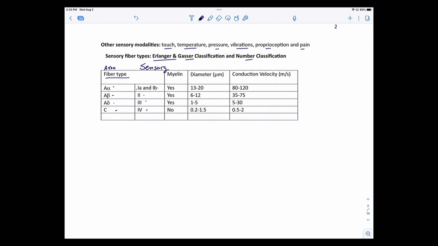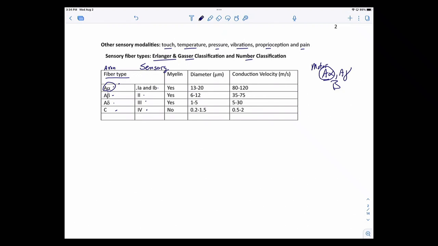Okay, we do have other fiber types dealing with motor, and those are going to be your A alphas and your A gammas and then your B fibers. So you'll note you don't have A gammas and B fibers in sensory. You do have A alphas both in sensory and motor. So again, since this is a sensory block, we're only going to focus in on sensory fibers.